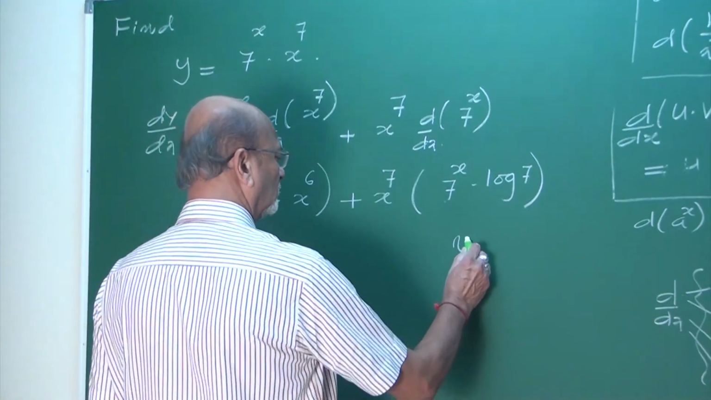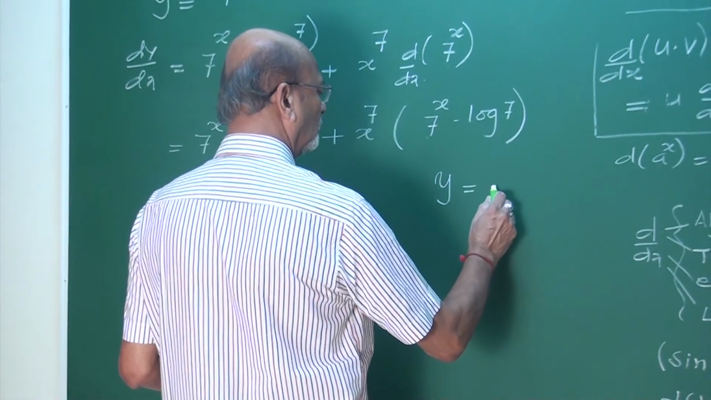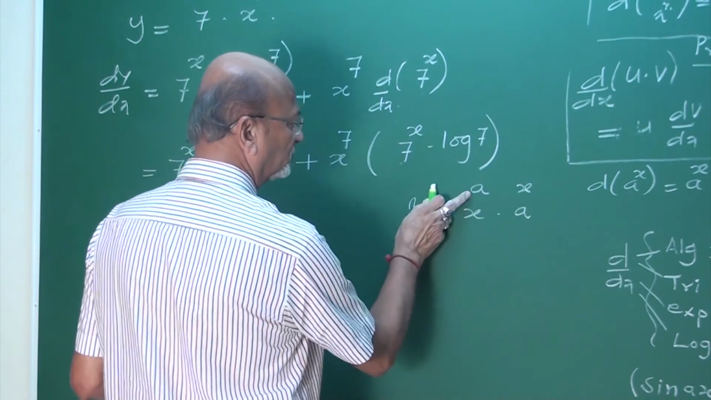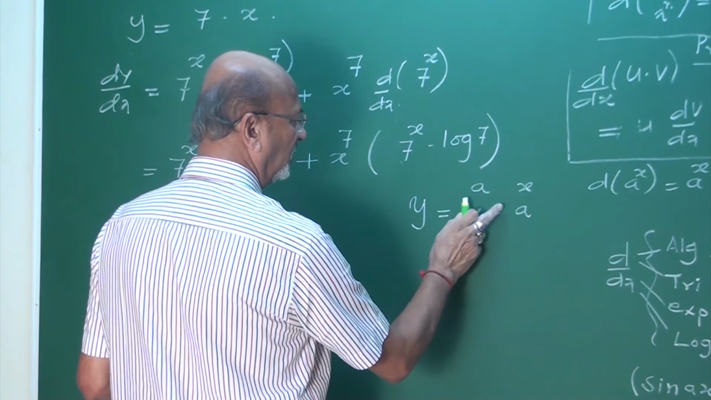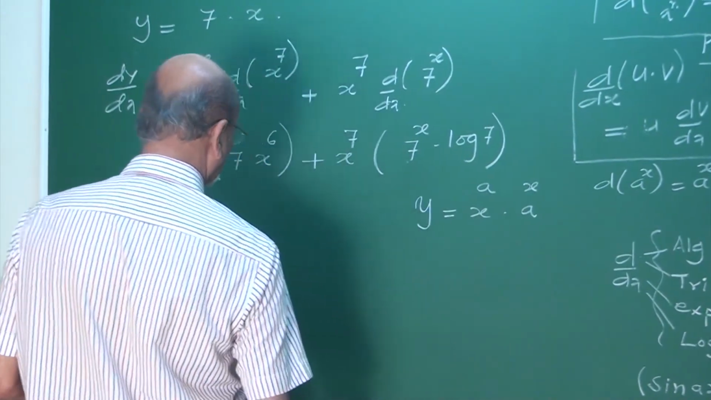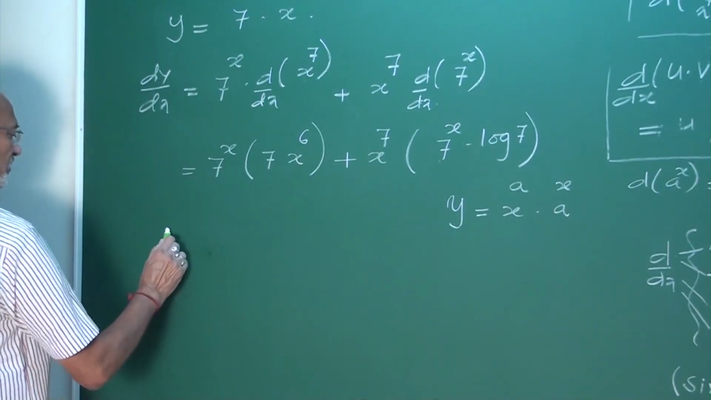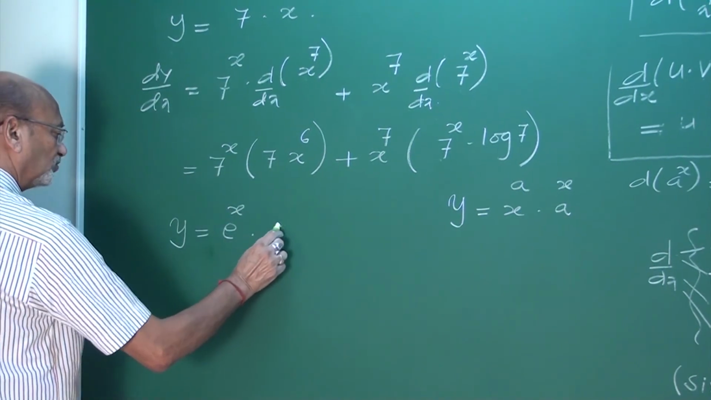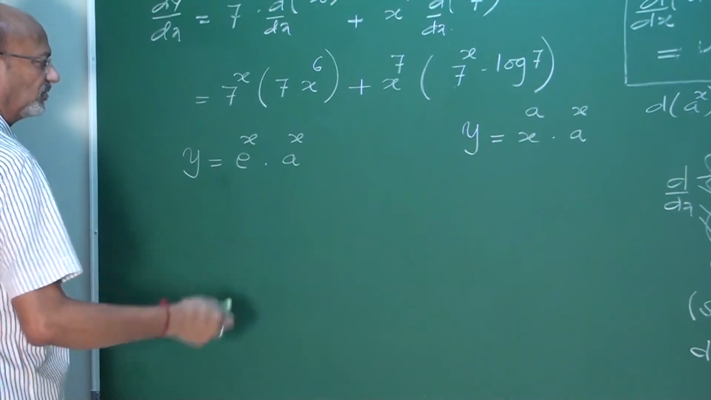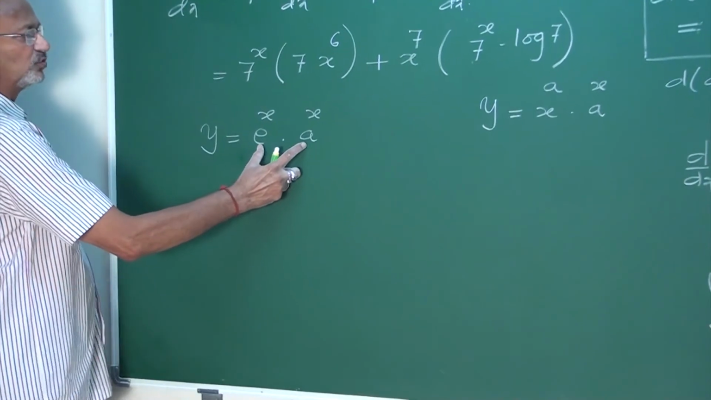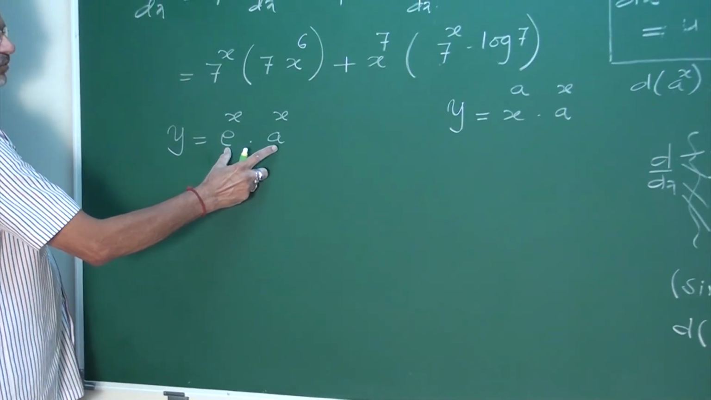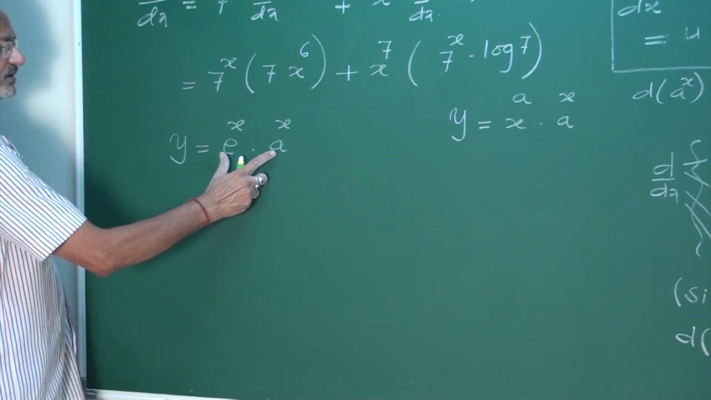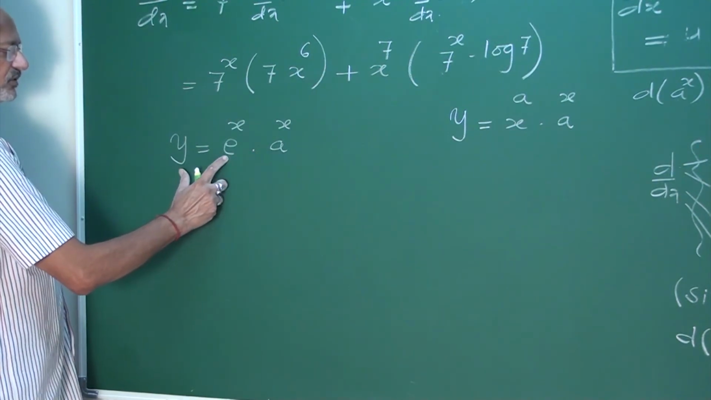Y equal to x to the power a into e to the power x. Instead of 7, it is a. Last one is y equal to e to the power x into a to the power x. We can make use of a formula. Which formula? Product formula. First function into derivative of second function plus second function into derivative of first.